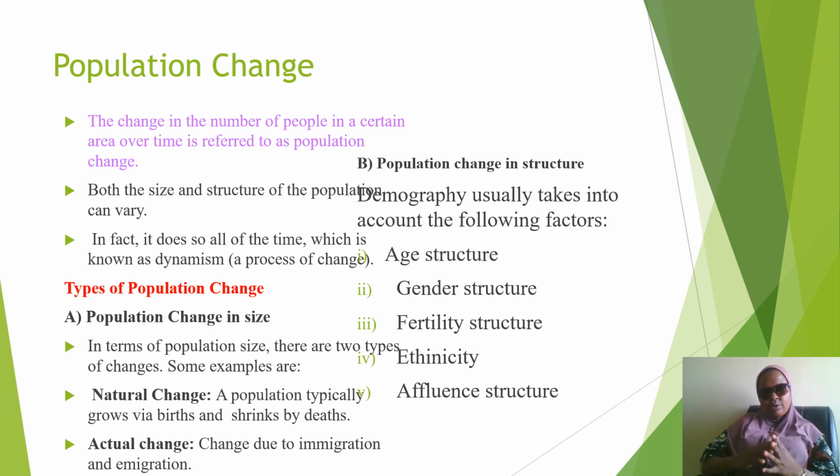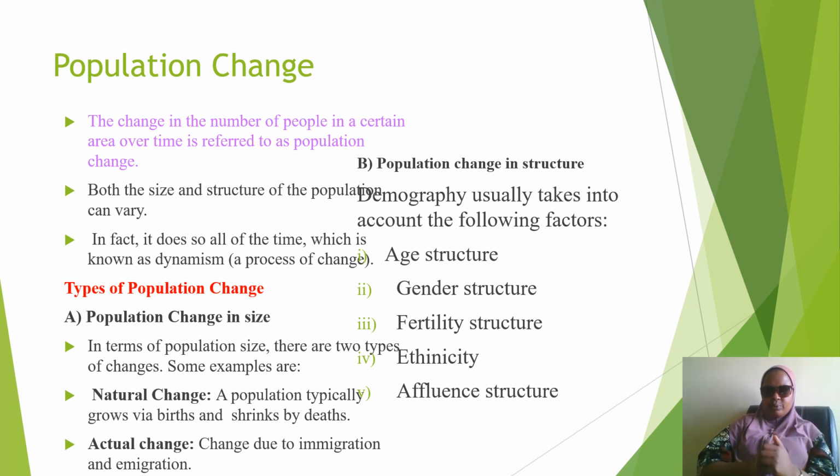So we also have what we call actual change. This actual change is a change due to immigration or emigration. We said the 3 B's of demography are birth, death, and migration. This migration can either be immigration or emigration. When the immigration is higher than emigration, the population increases. But when the emigration, that is moving out, is higher in a population, the population reduces. So that is the actual change.